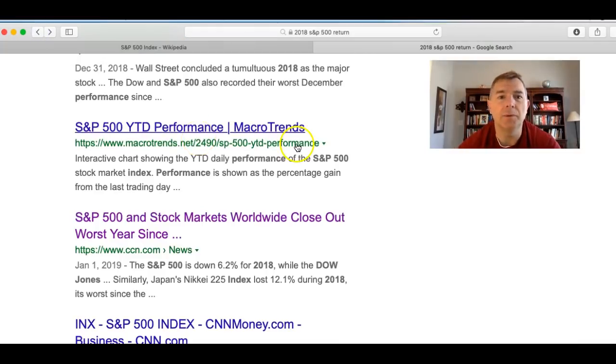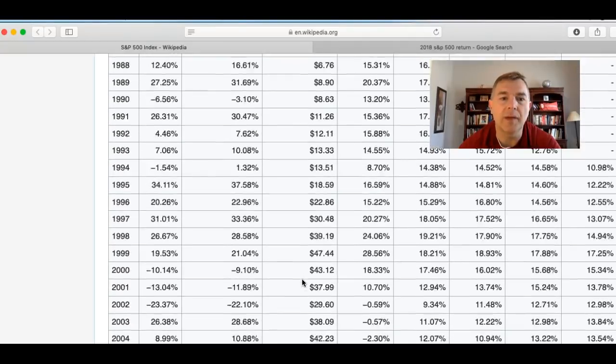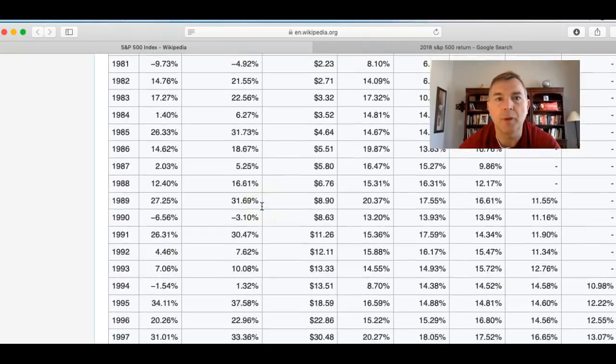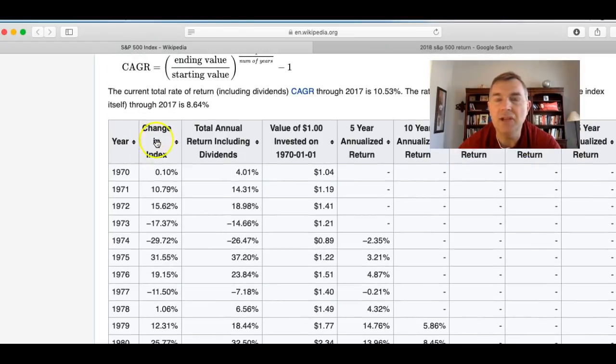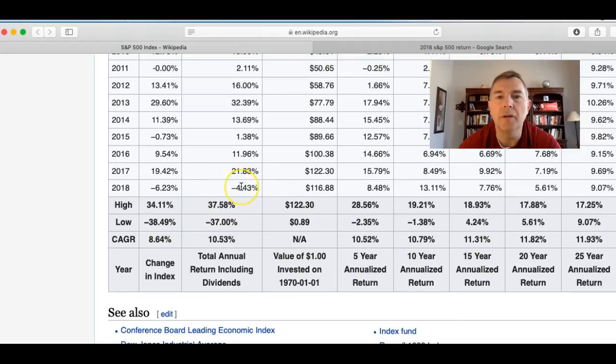And it turns out not to be true. And how do we know that? Because we go to Wikipedia, and they'll show us, this is such a great chart. The S&P 500 return was down 6.23% price to price, the change in the index, but total return is what we need. When you include dividends, it was only down 4.43%. I mean, that's a pretty significant difference there, my friend.